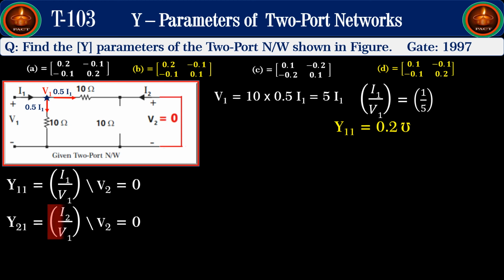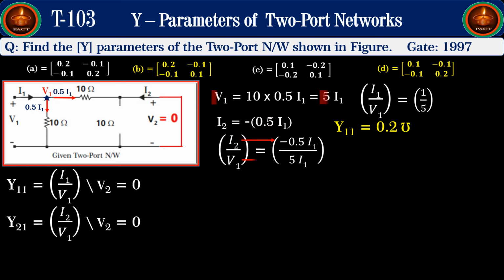Now, to find the ratio of I2 by V1, we know I2 is equal to minus 0.5 I1, and by substituting for I2 and V1 equal to 5 I1, we get y21 is equal to minus 0.1 mho.